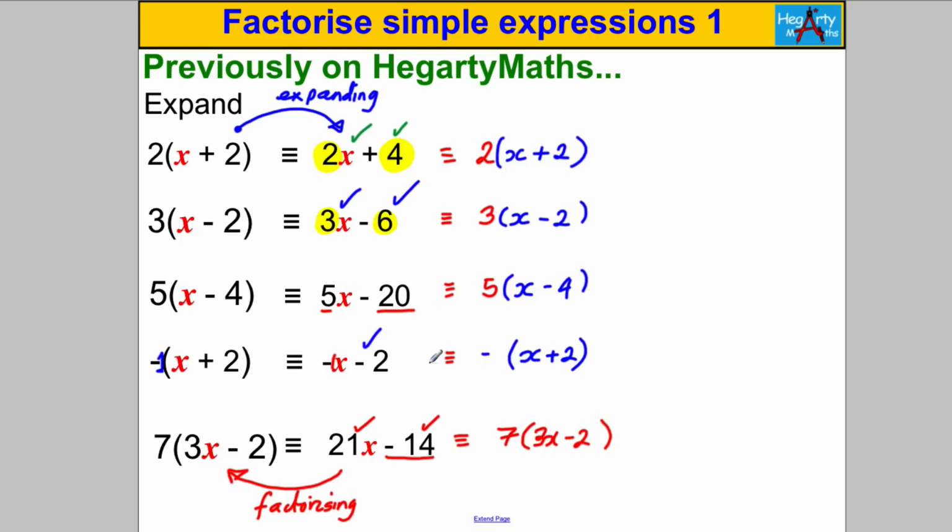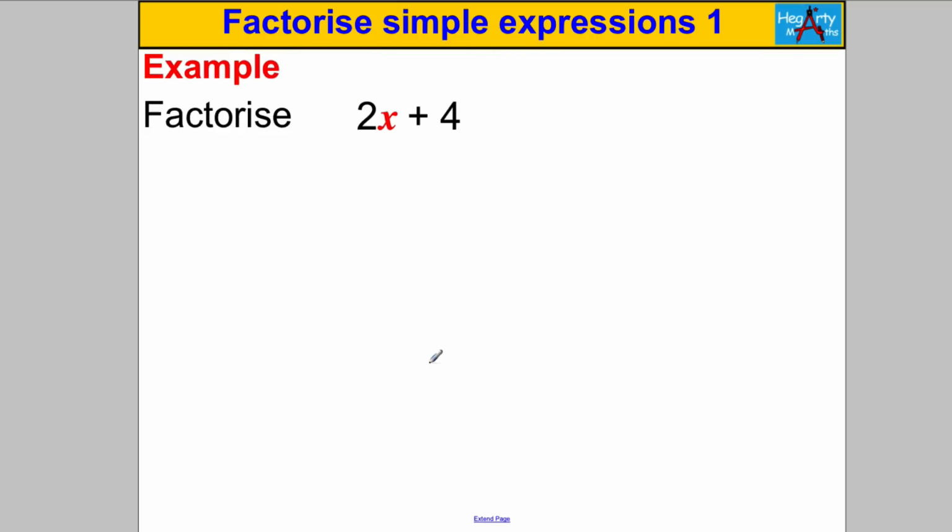So that's what we're doing in this video. Let's go through it. Each time pause and have a go yourself. Pause the video.